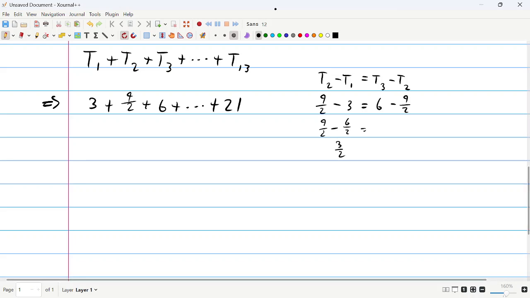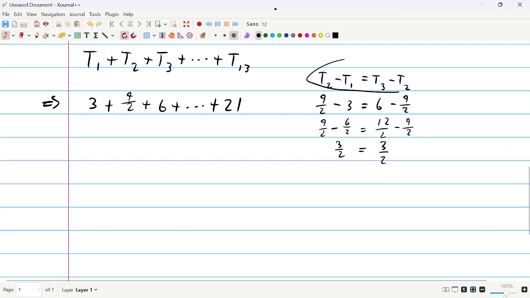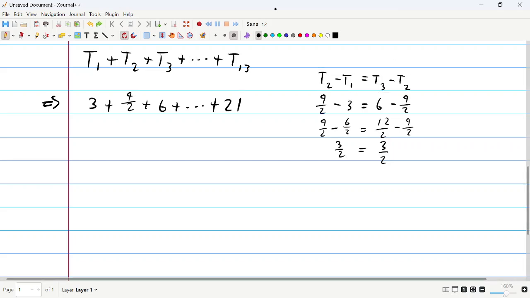And the right hand side is essentially just going to be 6 minus 9 over 2. We can write this as 12 over 2 minus 9 over 2. And then 12 minus 9 is just going to be equal to 3 over 2. So what does this tell you? Because our test for arithmetic sequences worked, therefore this is arithmetic.